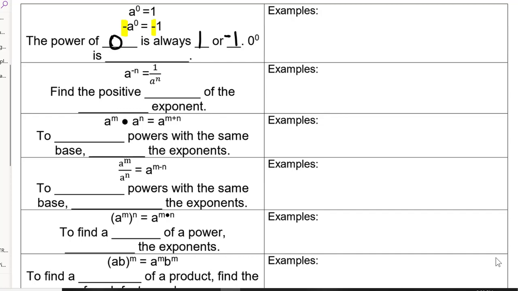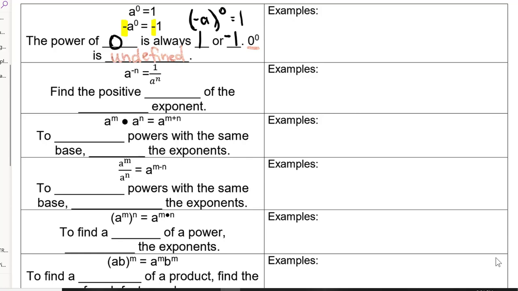Okay? If you see this, that is equal to 1 because the negative is included in the parentheses here, and it is to the 0 power. And if by some weird chance they give you 0 to the 0 power, 0 to the 0 power is undefined.